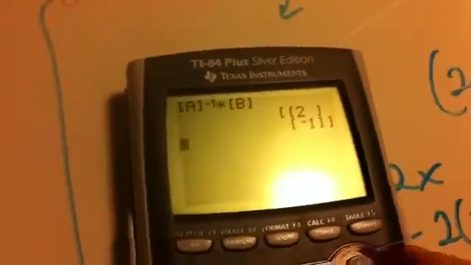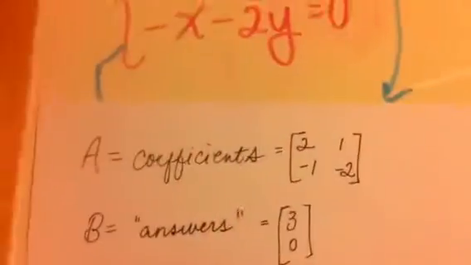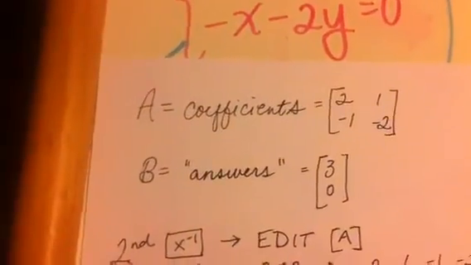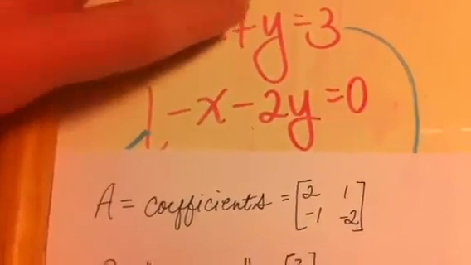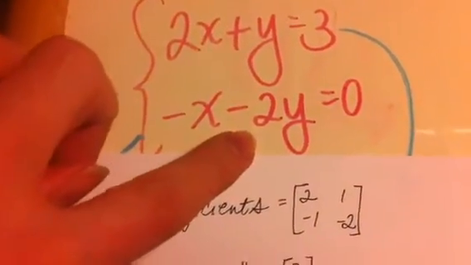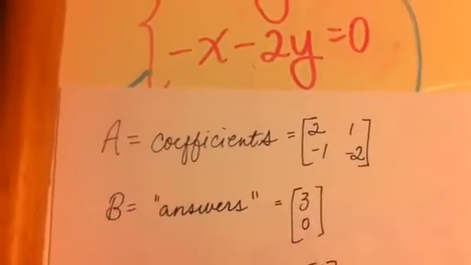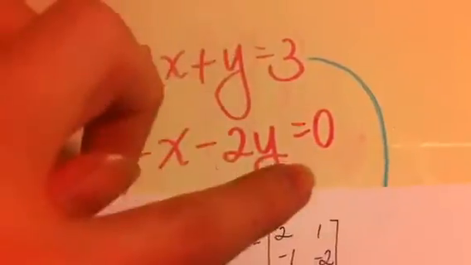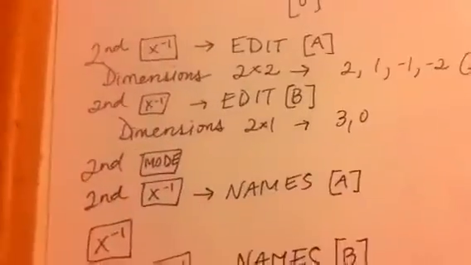So now let me show you really quickly what I plugged in. So here are the steps. The first thing I did, I created a coefficient matrix, which you can see there's 2, 1, these are the coefficients of x and y, negative 1 and negative 2. So I just put those in. Then I have what's called the answer matrix, which are the answers. So that's 3 and 0. Then I'll walk through this.